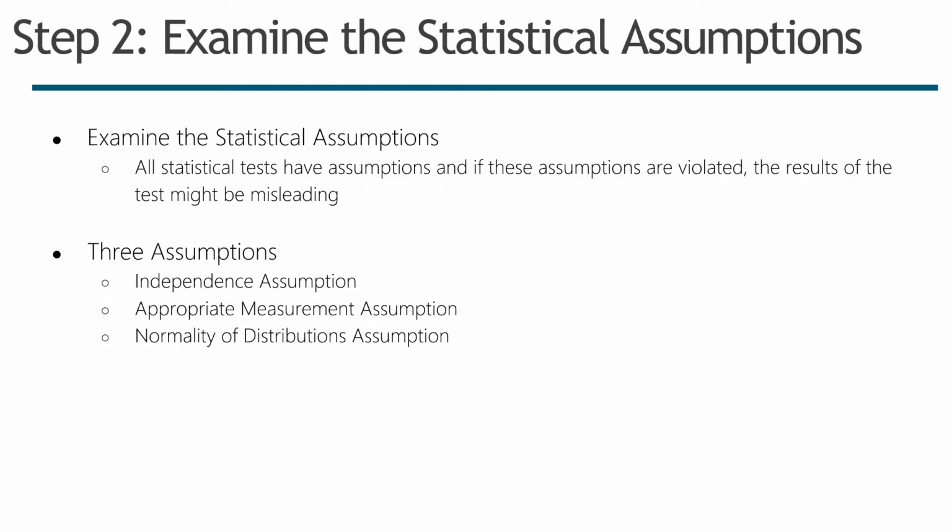Our second step is to determine if the statistical assumptions of the test are met. So all tests have statistical assumptions, and if these assumptions are violated, the results might be misleading. And so we need to be careful to make sure that these assumptions have been met. Okay. So there are 3 that we need to consider for the related samples t-test. One is independence, the other is appropriate measurement, and the last one is the normality of the distributions.